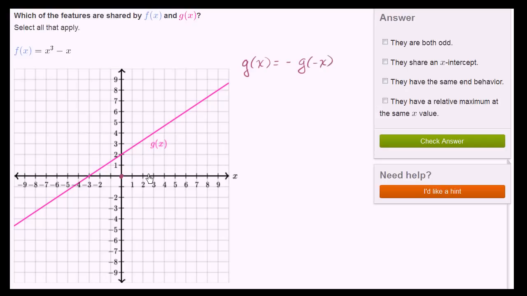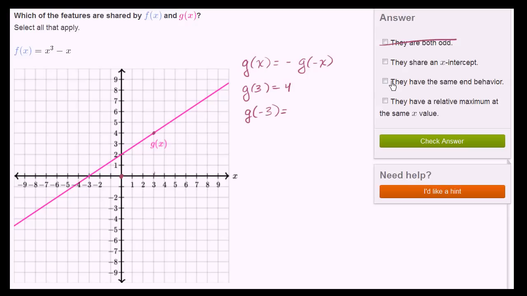So for example, g of 3 looks like it is 4. In order for it to be odd, g of negative 3 would have to be equal to negative 4. But we see that g of negative 3 is not equal to negative 4. So this one is definitely not odd. So this statement can't be true. They both can't be odd.